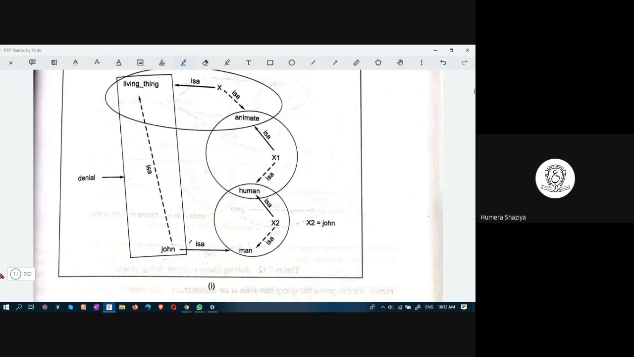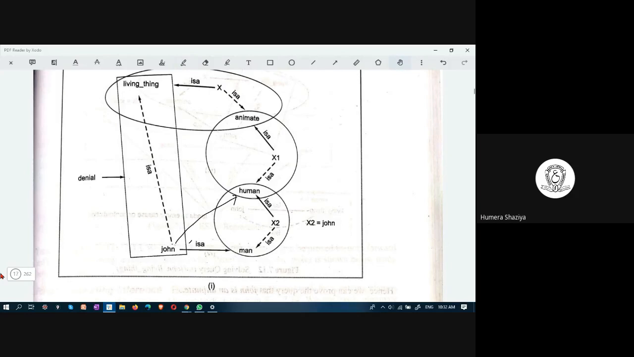A new clause is added, which is a query that has to be proved from these clauses, whether it is right or not. How is it done? John is a living thing. We know that John is a man. When we bind John to x2, we get John is a human.